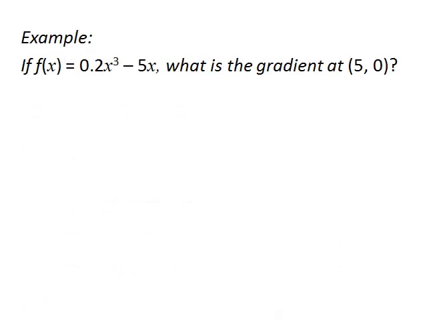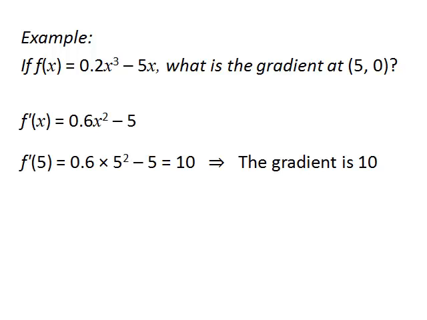For this function, f(x) is 0.2x cubed minus 5x. What's the gradient at (5, 0)? Well, normally we would differentiate our function. 0.2 times 3 is 0.6, and x cubed becomes x squared. x to the power of 1, 5 times 1 is 5, and then x drops away. So our gradient function is 0.6x squared minus 5.